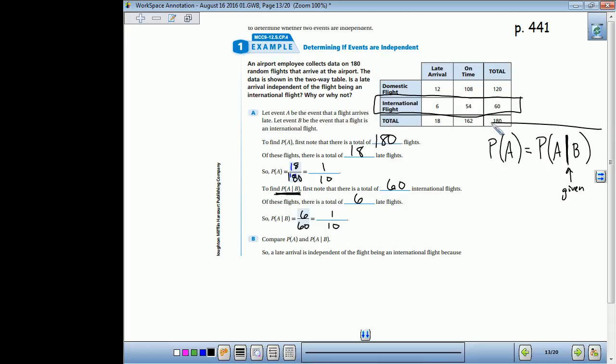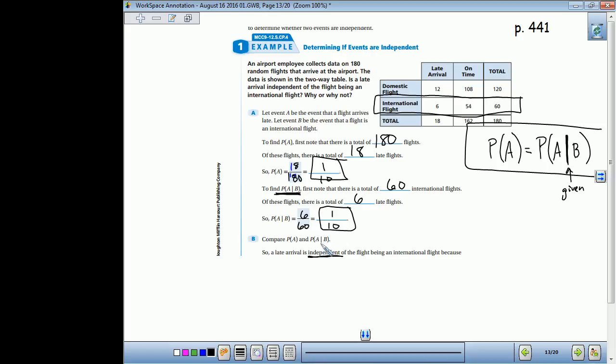So the probability that it's late, given that it's international, is 6 out of 60, which is 1/10. Are they the same? Yes. So, a late arrival we would consider independent of it being international because the probability of A, 1/10, is the same as the probability of A given B. Does that make sense? Yeah. And that is one way to prove independence.